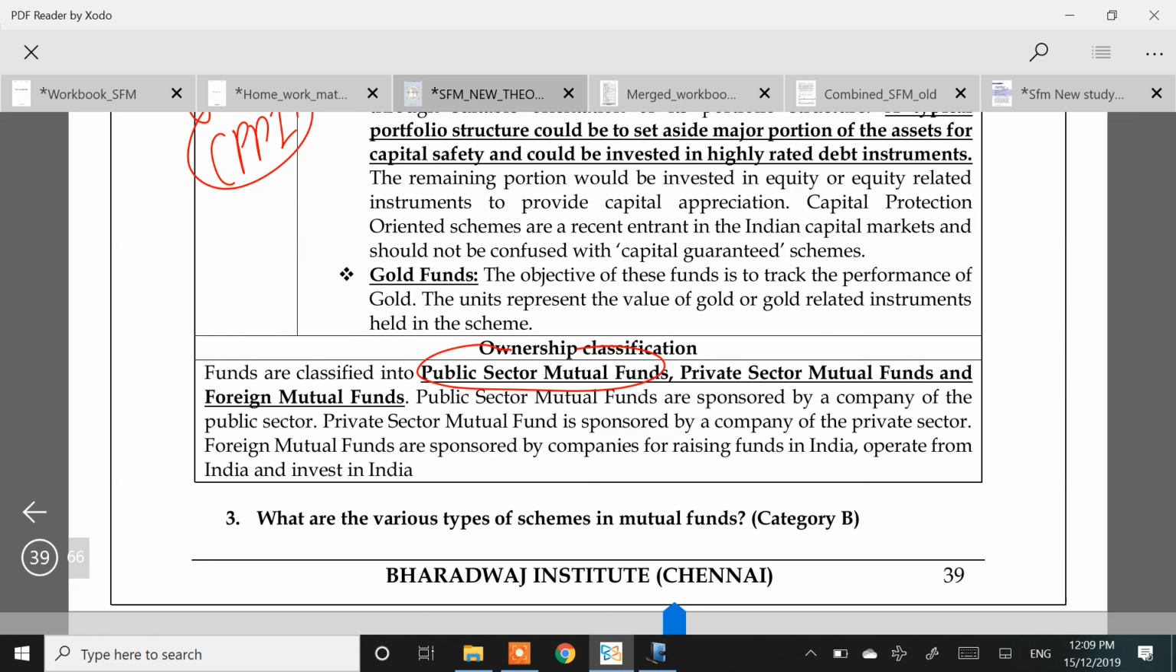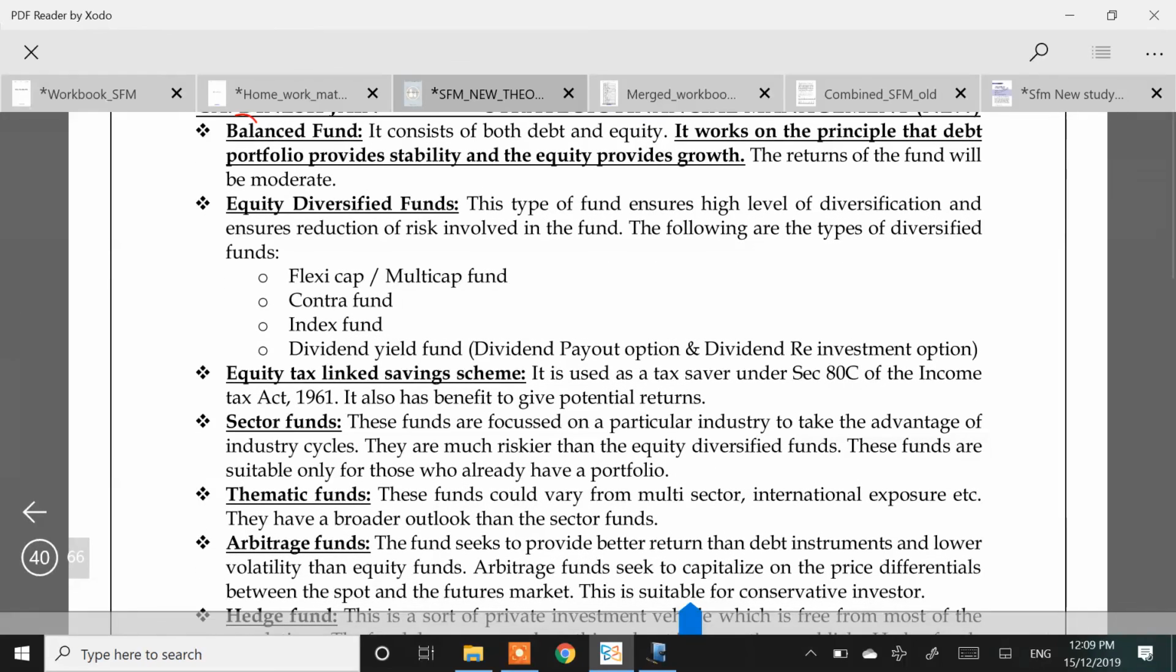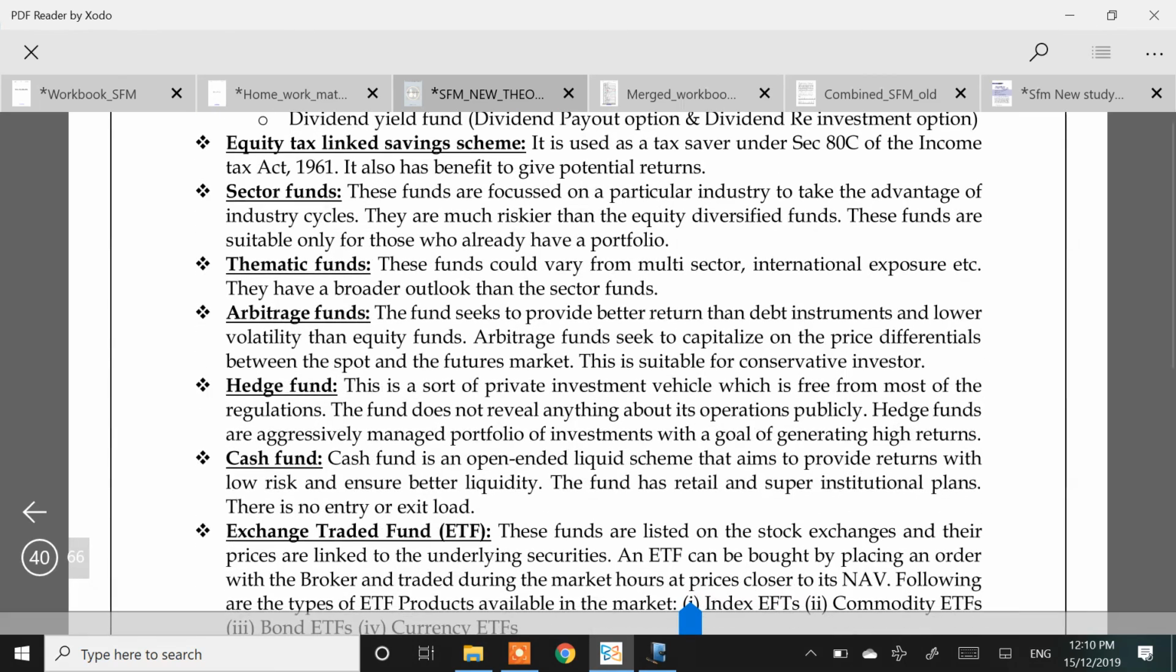Schemes. You can have a balanced scheme, which will have both debt and equity in its investment. There can be an equity diversified fund, which is going to invest only in equity shares. You can have a flexi cap or multi cap fund, contra fund, index fund. You also have ELSS funds, where you get tax exemptions, and sector funds. It's pretty much similar, but all these are a kind of breakup of your equity oriented funds. Arbitrage funds, hedge funds, cash funds, all of these have their own purposes and make investments based on those purposes.